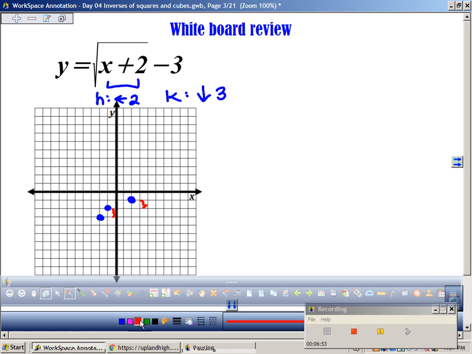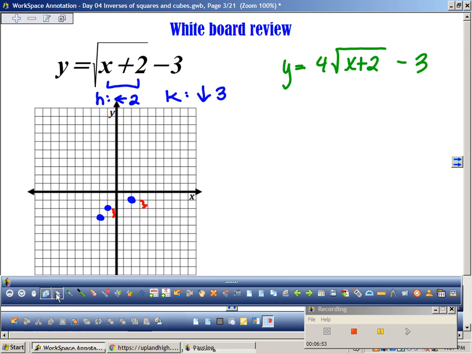Are you guys ready for something different? Hold on a second. I'm going to try and use this. y equals 4 times the square root of x plus 2. Only difference on this one now is going to be a scale factor. I'm doing the green one now.